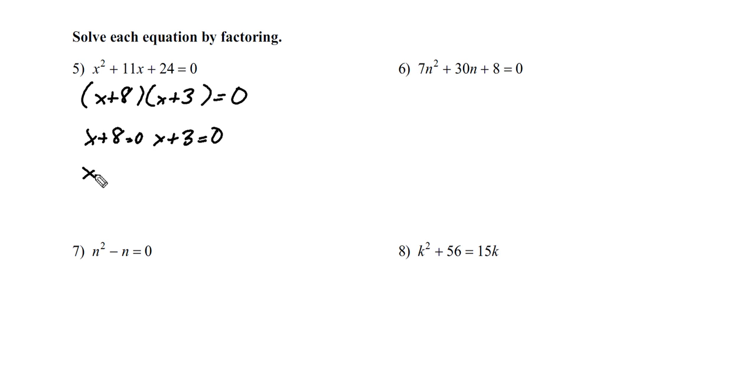If we subtract 8, we get negative 8. If we subtract 3, we get negative 3. So x can be negative 8, and it can be negative 3. All right, let's check out this next one.